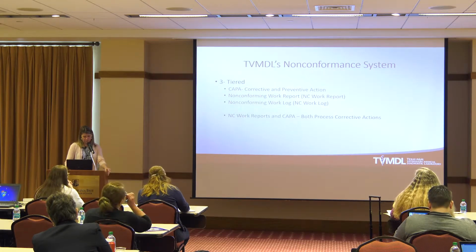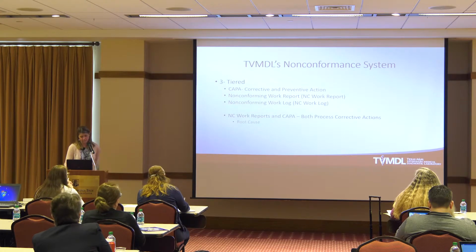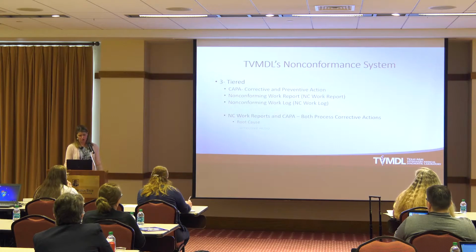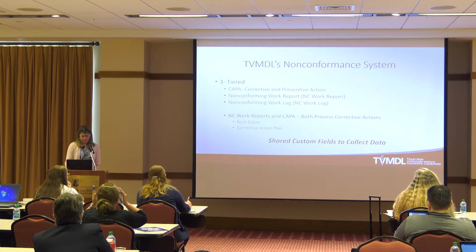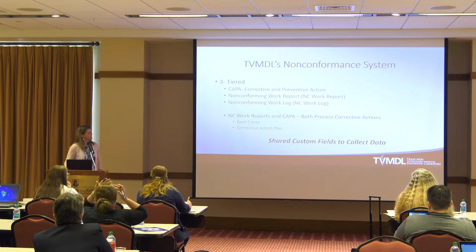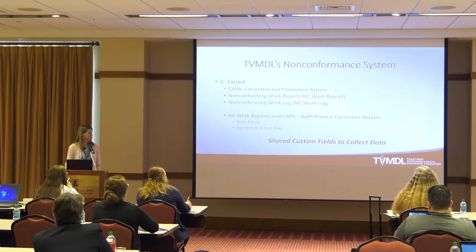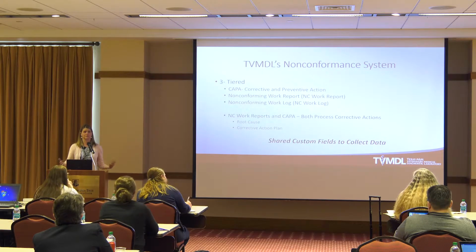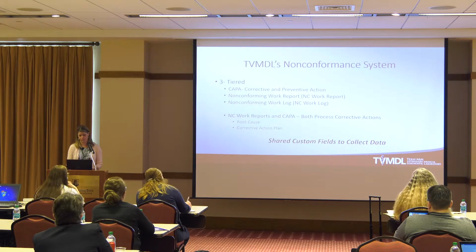So both the NC work report and the CAPA are corrective action processes and corrective action workflows. They have a root cause and a plan. So by definition, that's what you have to address with your corrective action according to the standards. So we have 2 separate workflows for addressing corrective actions. How do we get the same consistent data across those workflows? And the answer is shared custom fields.